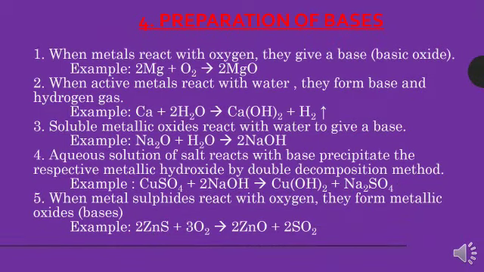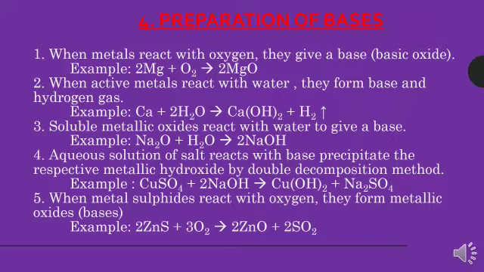Now let us come to preparation of bases. When metals react with oxygen, they give a base, or we can say basic oxide. Example, magnesium with oxygen gives magnesium oxide. When active metals like sodium, potassium, calcium react with water separately, they form base and hydrogen gas. For example, calcium reacts with water, produces calcium hydroxide and hydrogen gas.